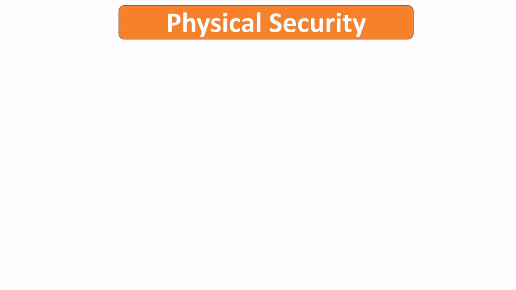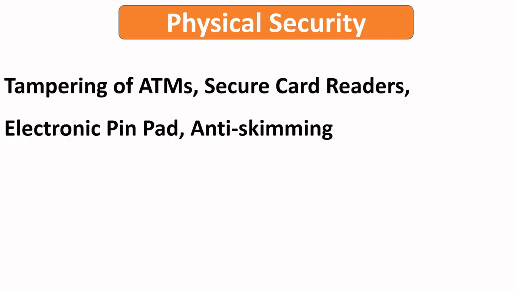Point number four, physical security. Check and verify that controls are implemented to stop illegal tampering of ATMs, manipulating secure card readers, and abusing the electronic PIN pad. Make sure an anti-skimming solution is installed.